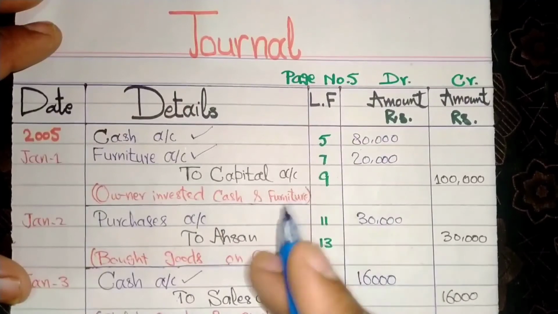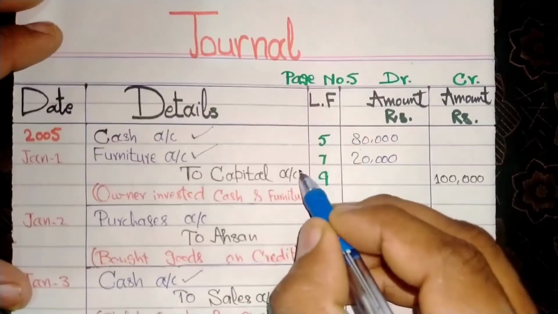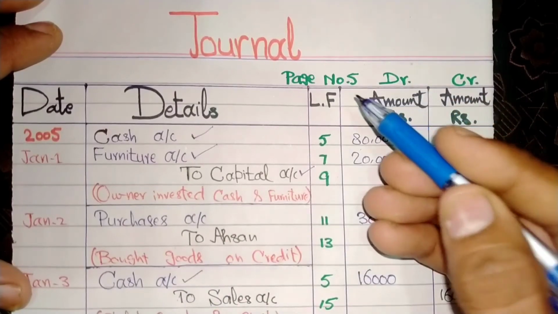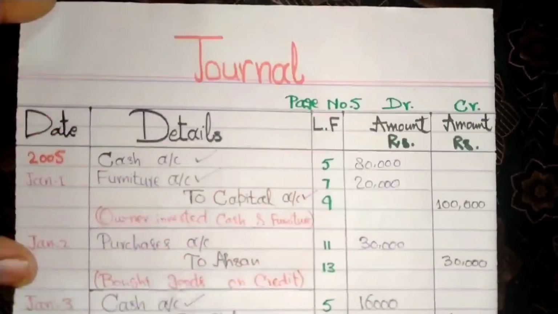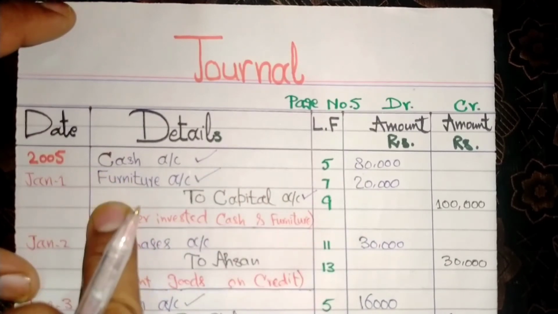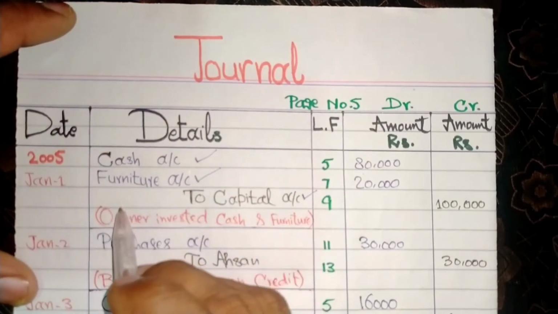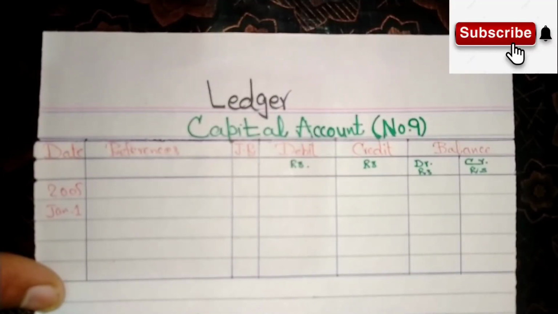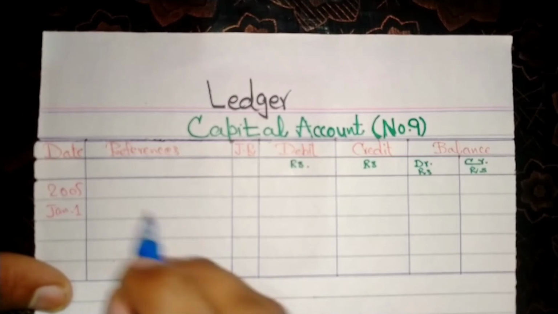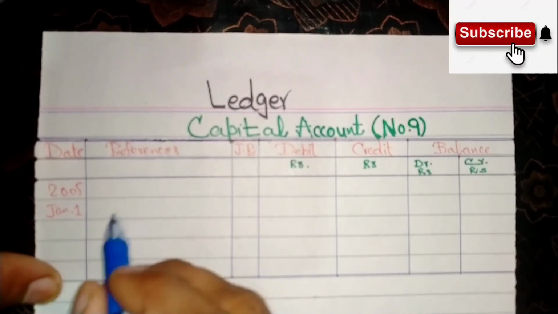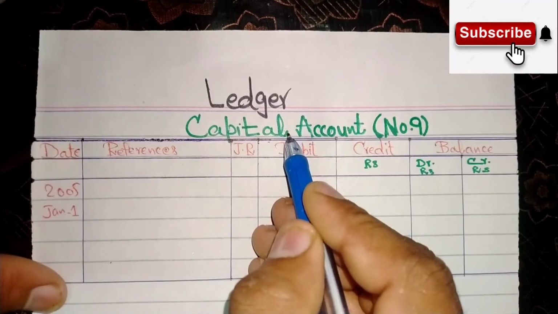So our next account in the journal is the capital account with ledger folio number 9 and the same page number, which is 5. The capital account is credited by 2 debit accounts, which are the cash account and the furniture account. So this is the format of the ledger of the capital account. So we will enter year 2005, dated Jan 1st, capital account credited by cash account.